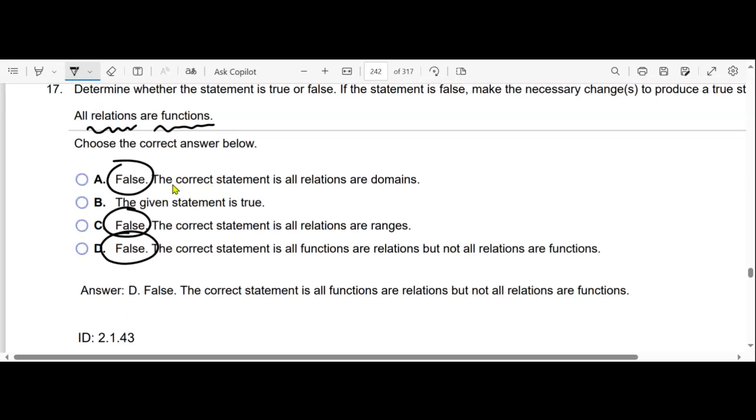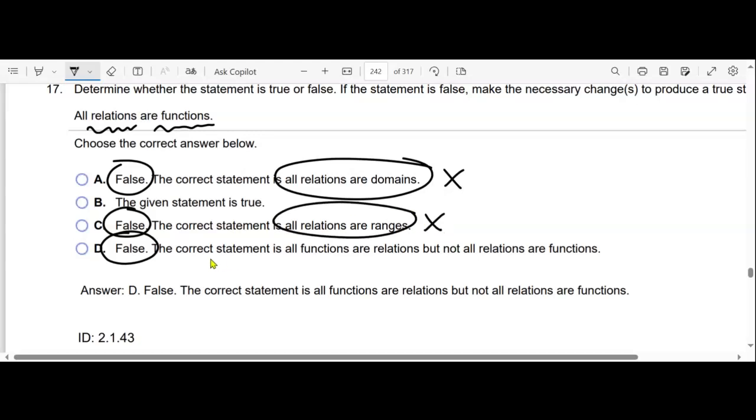Is the correct one A? The correct statement is all relations are domain? No. The correct statement is all relations are range. The correct statement is all functions are relations, but not all relations are functions. Yes. So the answer is what? D. Clear?